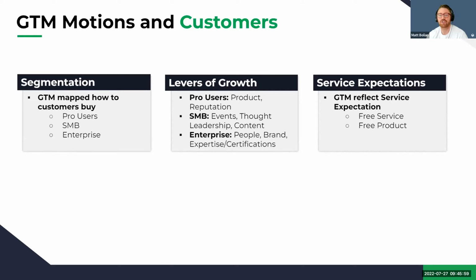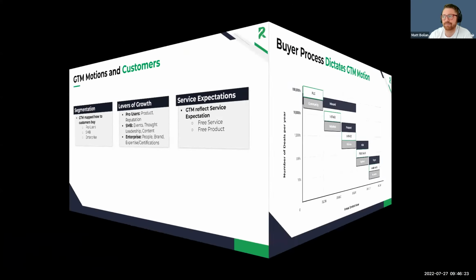Also, based on your go-to-market, there are different levers of growth. So there's pro, SMB, and enterprise, and there are different levers for each. We'll go into that more. And then service expectations. Your go-to-market reflects the service expectations of the customers you have, from a free service, which is the community boards, all the way to a free product where they're paying for service. We'll talk about the expectations and how that changes in a second.